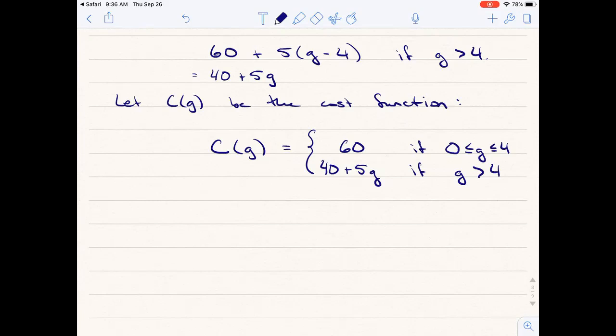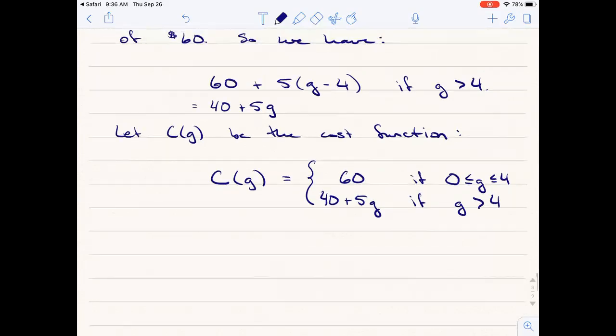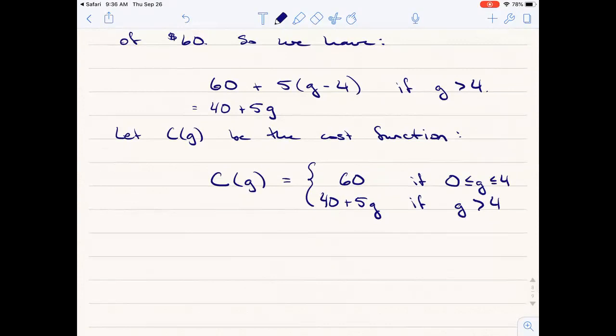Why is it 40 and not 20? Because I pulled a fast one here. I said 60 plus 5 times G minus 4 is 5 times G plus 5 times negative 4, so I've got 60 plus 5G minus 20, and 60 minus 20 is how I got the 40. I forgot to expand it up there, so I just snuck it in.